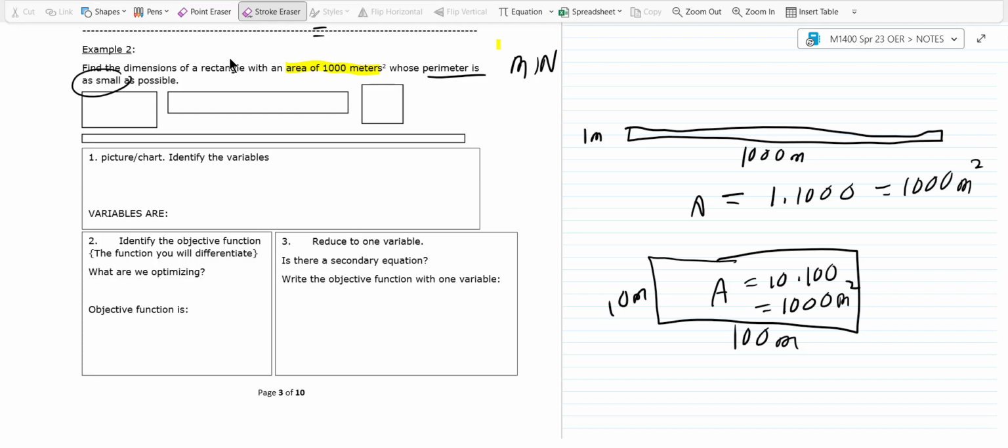So I'm just trying to show you there's all kinds of ways to write a rectangle with an area of 1,000, but there's only one way to minimize it. So that's what we're going to look at.